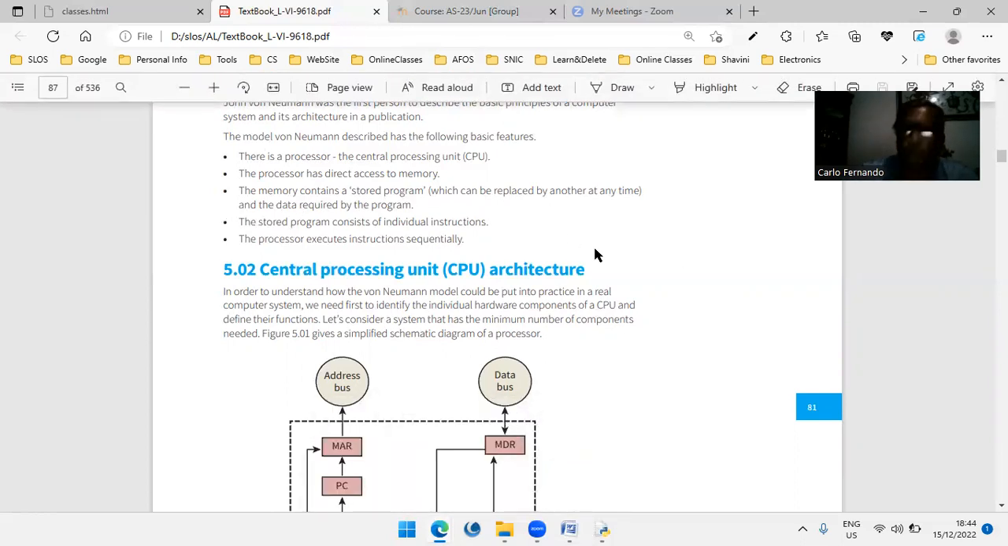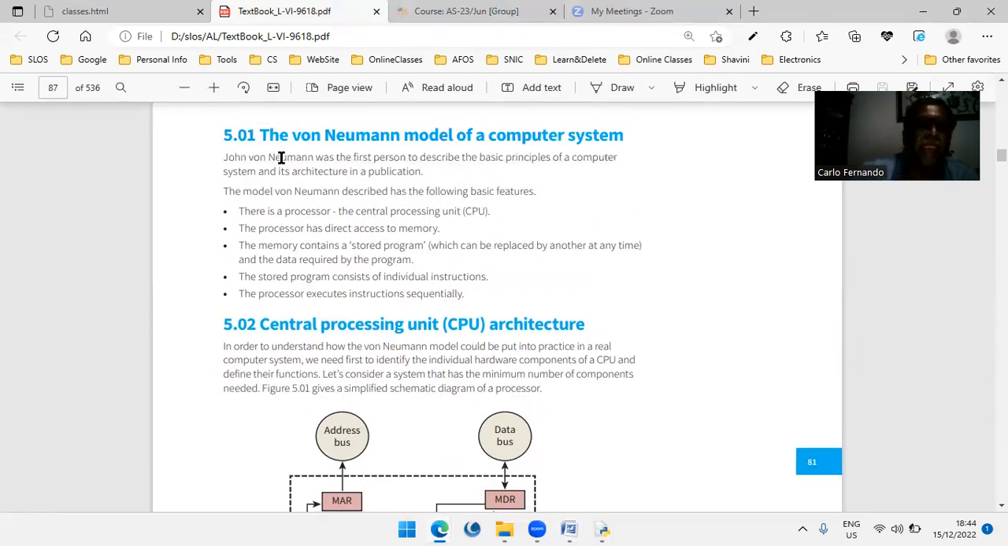Now let's get to the details. The von Neumann model of a computer system. John von Neumann is the name of the person who designed this architecture. The basic features of it: there is a processor, the central processing unit. Oh, we know that now, isn't it? You don't have to tell us that. We already learned that in grade 4 or 5 or 6. CPU. The processor has direct access to memory.